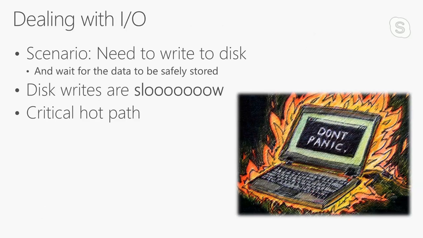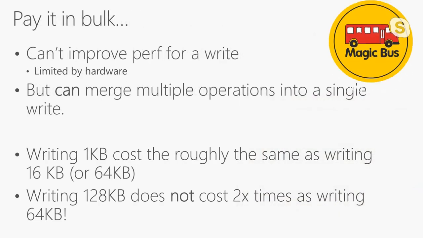RavenDB is a database. One of the key issues that we have to deal with is I/O, and I/O is very slow. That's critical for our performance. So one of the things that we have done is effectively not pay for every single I/O. Pay it in bulk. Take 10 writes to the disk and do them in one shot. And it's interesting because the cost of writing 16 kilobytes or writing 128 kilobytes is roughly the same, which is great to take advantage of.